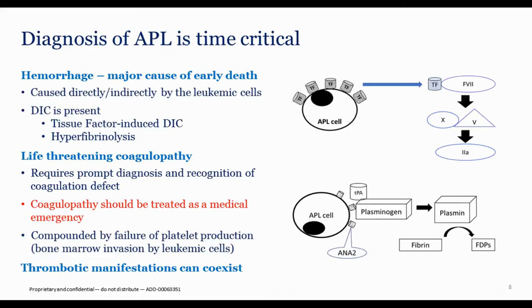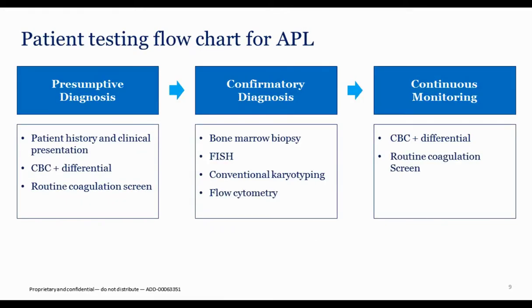Now, in addition to this abnormality within the coagulation cascade itself, the abnormal promyelocytes actually invade the bone marrow, and this then prevents the megakaryocytes from releasing platelets. So we have this compounded condition of activation of the coagulation cascade with a failure to produce platelets. All of these combined, we have an increased risk for bleeding in these patients. Now, in some APL patients, there has been a description of thrombotic manifestation that can occur with APL as well.